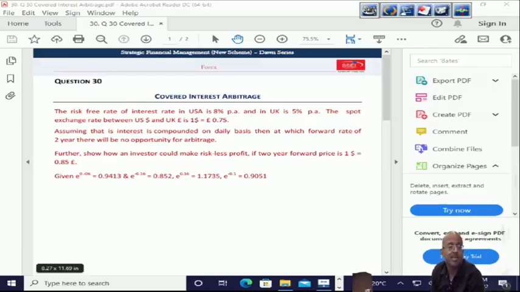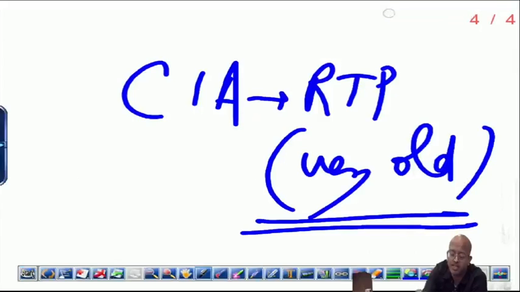Assuming that interest is compounded on daily basis, at which 2-year forward rate will there be no opportunity for arbitrage? There will be no opportunity for arbitrage if the forward rate is as per IRP. So we have to find the 2-year forward rate. Compounded daily means continuous compounding. There were 3 formulas for IRP: the divide formula, the power formula, and the e power formula. We have to apply the e power formula. Let me find out the exchange rate.